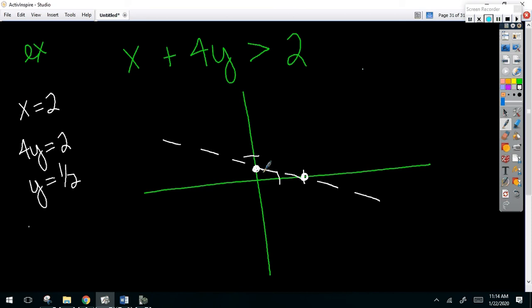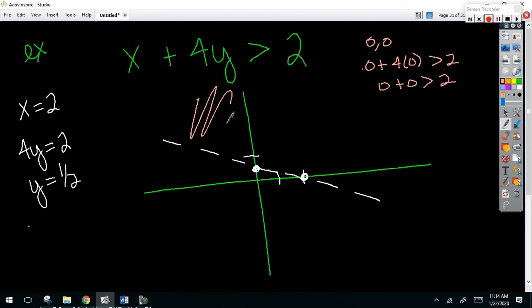Now I need to know where to shade. Let's plug in 0, 0. 0 plus 4 times 0 is greater than 2. 0 plus 0 is greater than 2. True or false? False. So I shade the other side of the line.